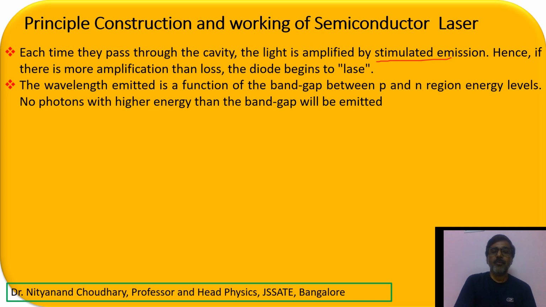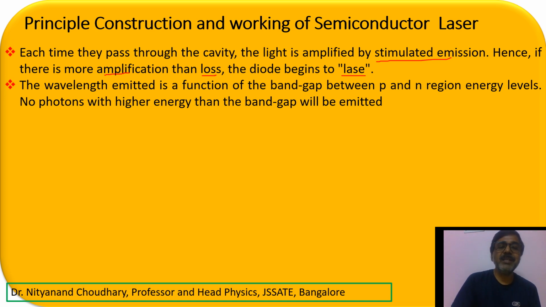Naturally, before the laser beam comes out, the amplification, that is gain, should be more than the loss. Every time it is going to and fro, there will be loss also. But the lasing action will only start when the amplification is more than the loss. What is the meaning of lasing? Lasing does mean the laser beam will start coming out of the cavity, right?